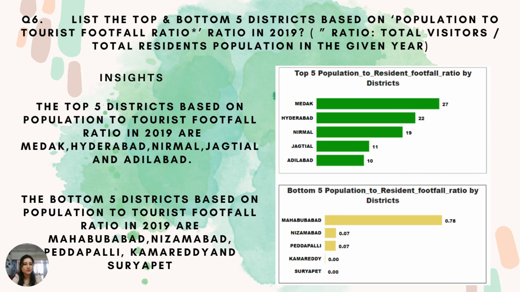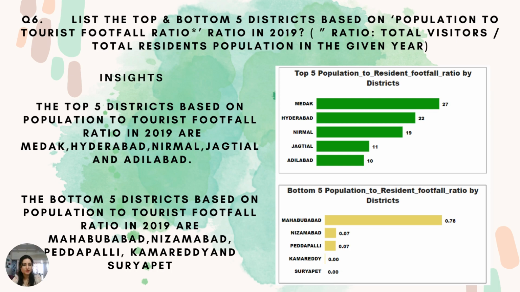So now we need to list the top and bottom five districts based on the population to tourist footfall ratio in 2019. The population to tourist footfall ratio is calculated by dividing the total visitors by the total resident population in the given year. For this, I have used the Census 2011 data for Telangana state.